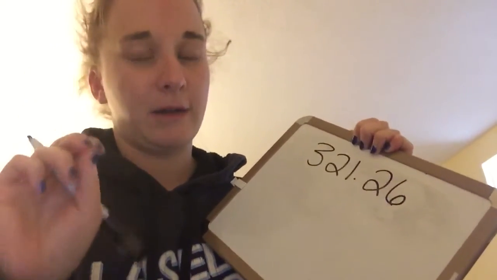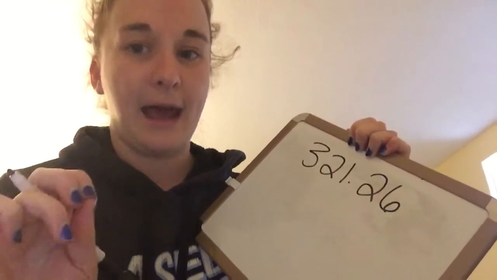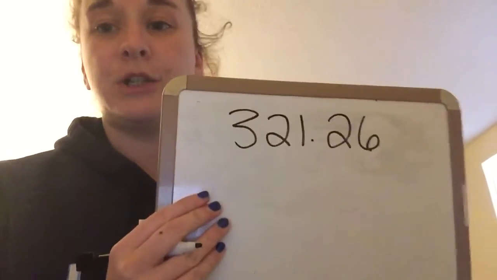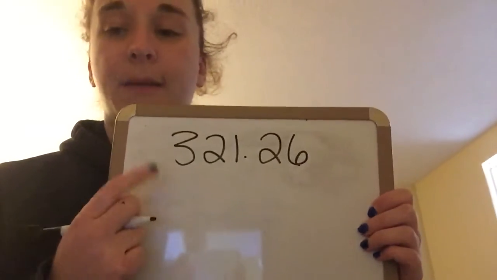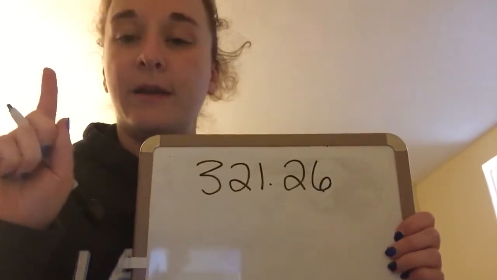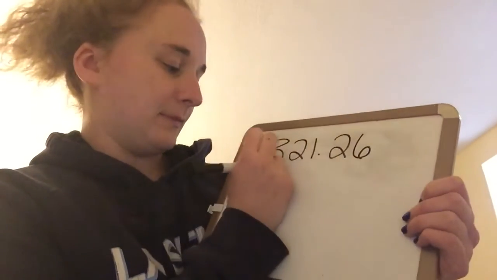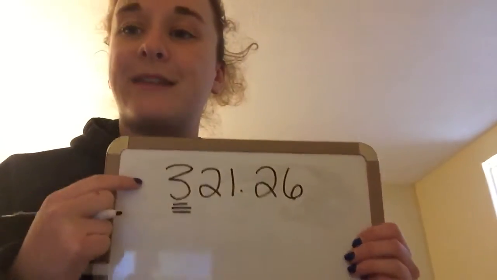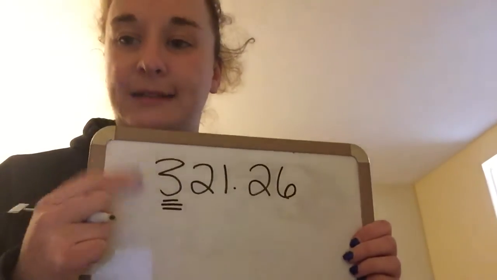I'm actually not going to write the word hundredths underneath it right now because I want to go over values with you. On your worksheet today, you're going to have a number that may look like this, and one of the digits is going to be underlined. So for example, I'll underline the 3, okay? You have to write the value of that digit.